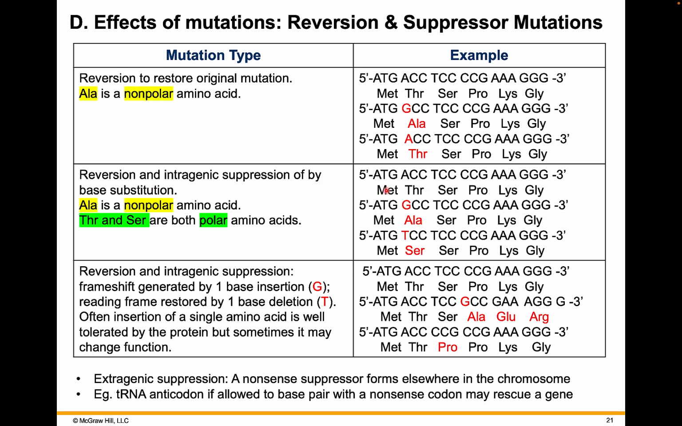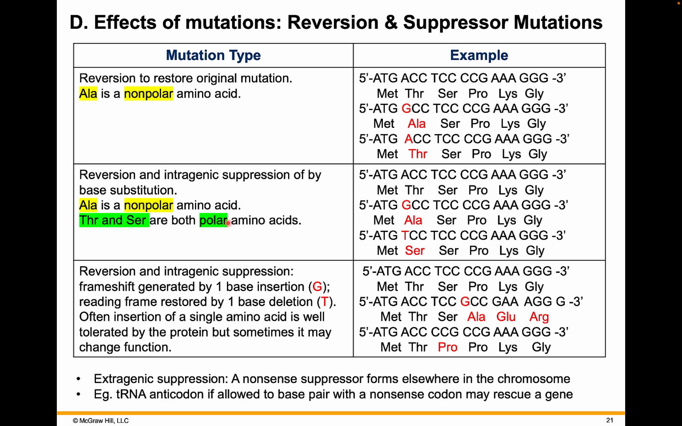What happens here? You have this sequence, and first it is substituted by a G, and now you have an alanine. Then you have a second mutation where this G is substituted by a T, and now this ATG, after that the TCC, is a serine. So what is the difference between this and this? Here you have a threonine, which was converted into an alanine, a polar amino acid to a non-polar amino acid. This is a drastic change, and sometimes that can cause many problems in the protein for its function. But now it has reverted back to serine.